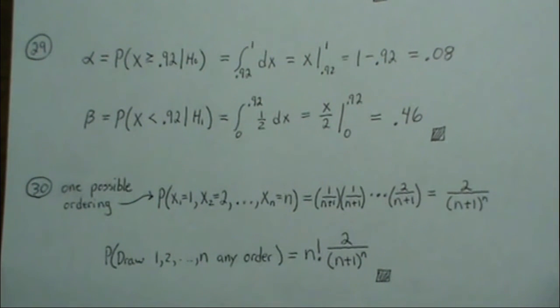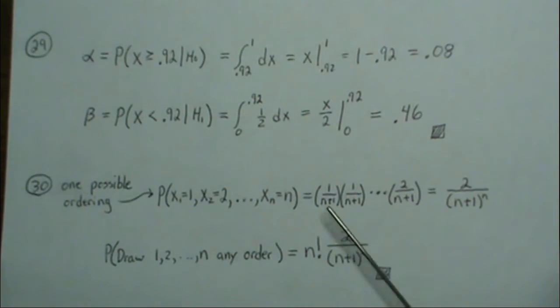Now, number 30, there's n plus 1 slips of paper, all with different numbers except 2 of them have the value of n. And we're asked to find the probability that when we draw them, with replacement, which is pretty important here, we draw exactly one slip with a 1, a 2, a 3, all the way to n. So now let's look at one possible ordering. Okay, this isn't the answer, this is one possible ordering. That we draw a 1 first, then a 2, and then etc. all the way up to n.